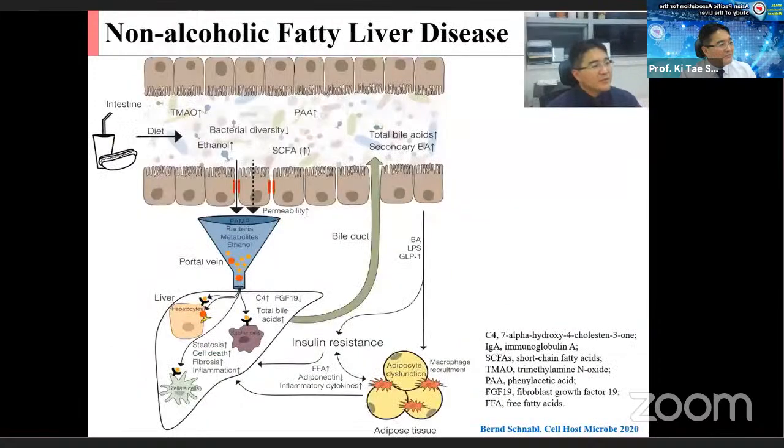In non-alcoholic fatty liver disease, gut-derived PAMPs go to the liver through the portal vein and are recognized by toll-like receptors. The activation of toll-like receptors results in steatosis, cell death, inflammation, and fibrosis. In non-alcoholic fatty liver disease, insulin resistance, macrophage recruitment, and adipocyte dysfunction can be modulated by intestinal-derived bile acid, LPS, and glucagon-like peptide 1.